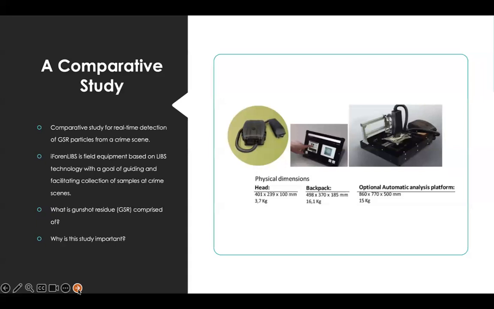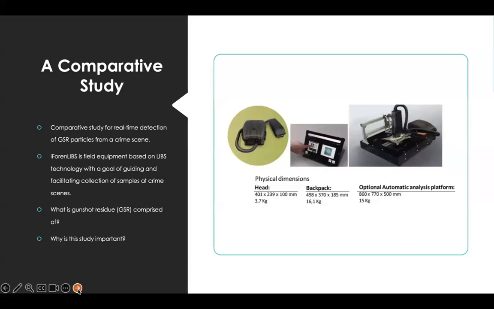So let's get into a comparative study. This comparative study that I'll be discussing is for real-time detection of gunshot residue particles from a crime scene. I4N LIBS is field equipment based on LIBS technology with the goal of guiding and facilitating collection of samples at crime scenes. This comparative study analyzed gunshot residue particles and compared the analysis from the I4N LIBS and SEM EDX.